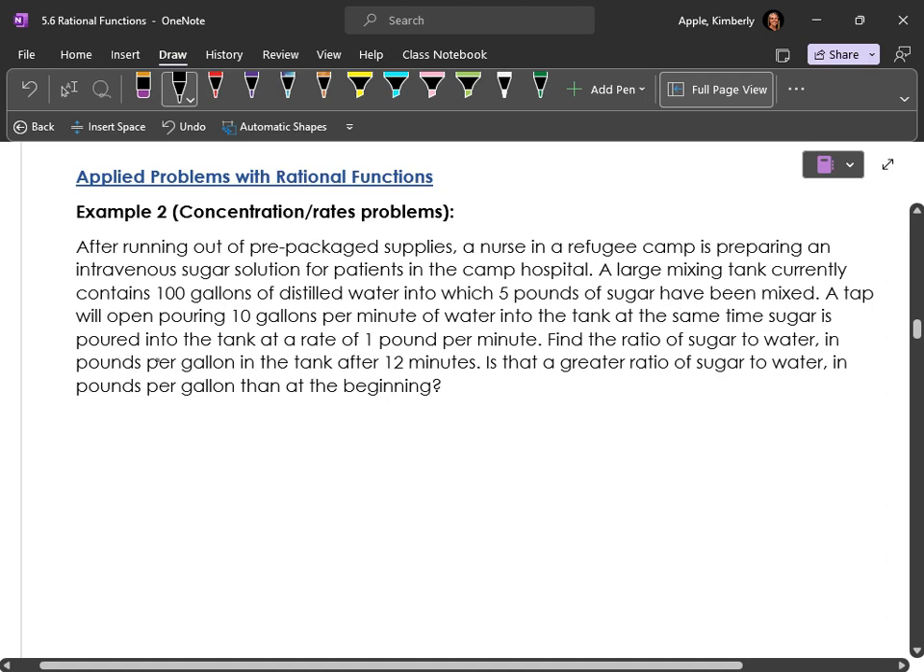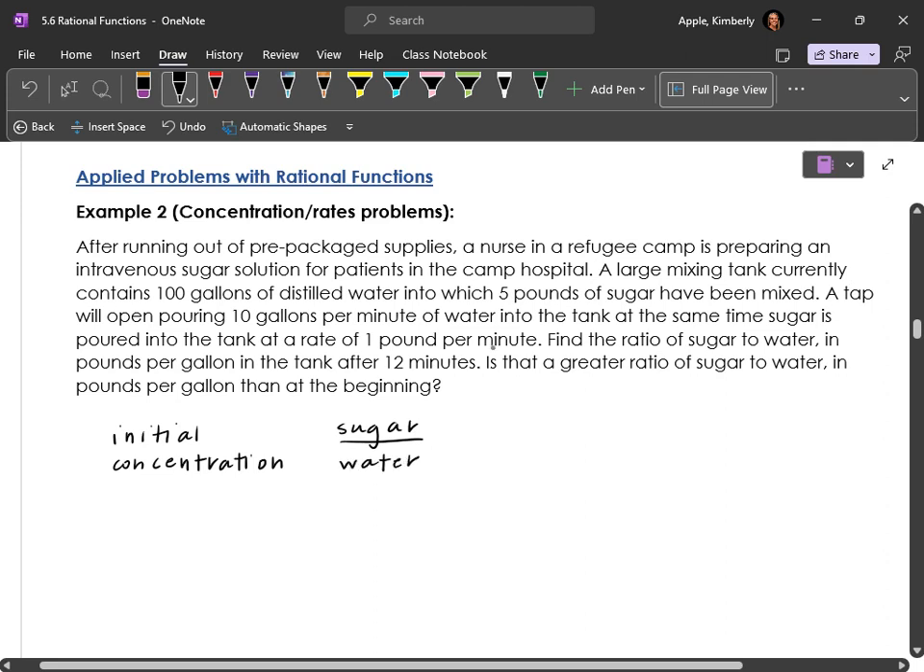And so you see that it's asking about the concentration of sugar in the water. And it's asking about the difference between the initial concentration and the concentration after a certain amount of time. So, of course, we probably need to figure out the initial concentration first, and that's going to be the amount of sugar per the amount of water.